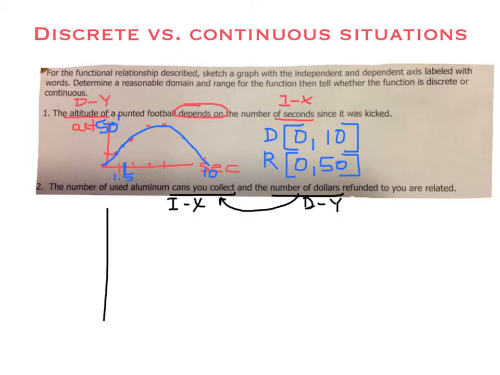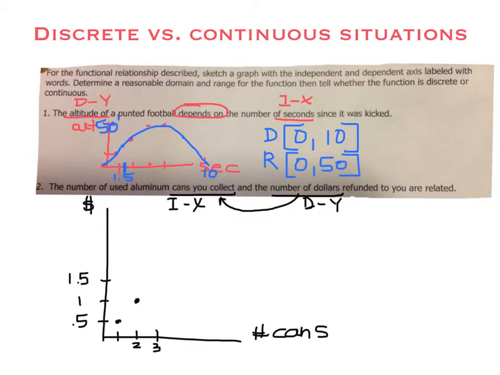So I'm now going to draw a graph. This is going to be the number of cans. And this is going to be the money. And I'm going to say for every 1 can, I get 50 cents. A second can, I get $1. A third can, I'm going to make $1.50. And so on and so forth.